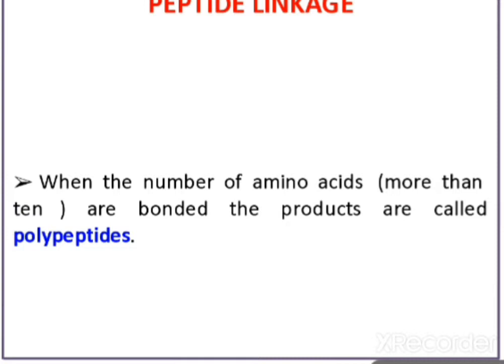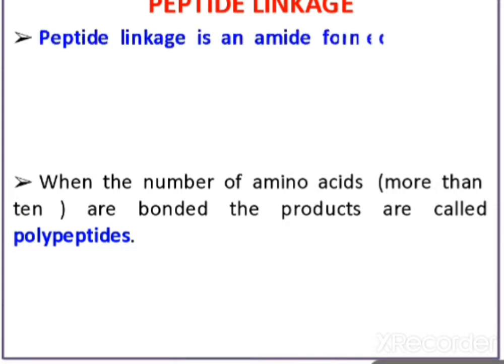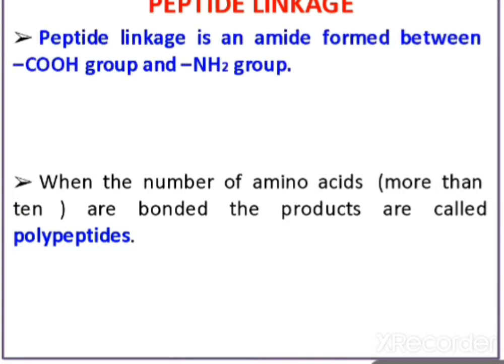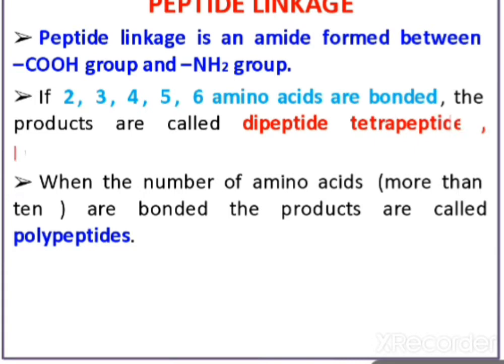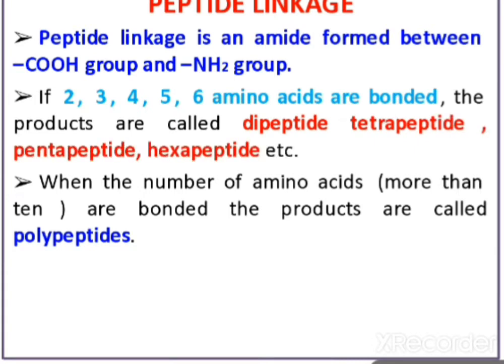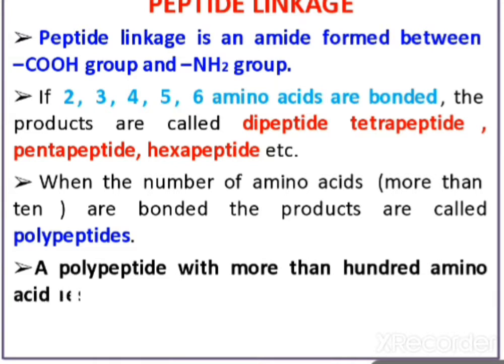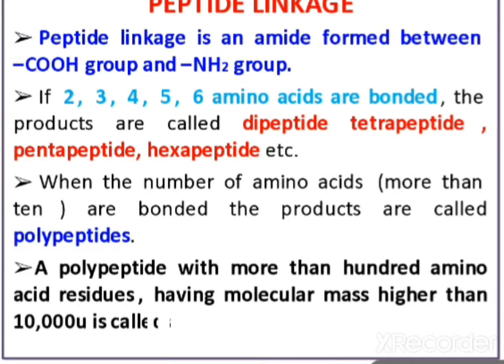So students, as you know, in my previous video we have discussed amino acids. What are amino acids? You have studied that. In today's session, in peptide linkage, first let's define peptide linkage. It's a bond. And which bond? It's an amide bond. Amide bond means CONH2, that is amide bond. So this peptide linkage is an amide bond formed between the carboxylic group and the amino group of two different amino acids.